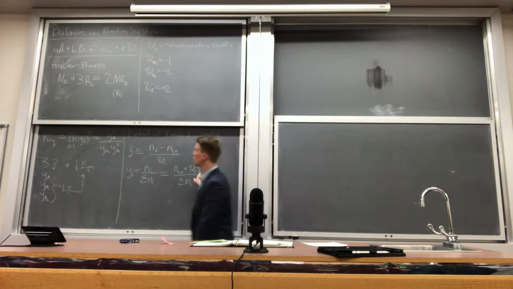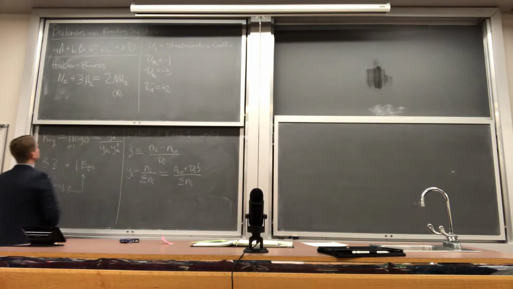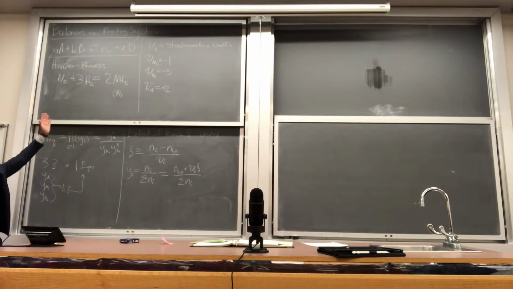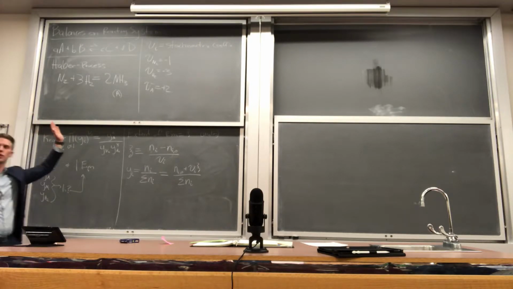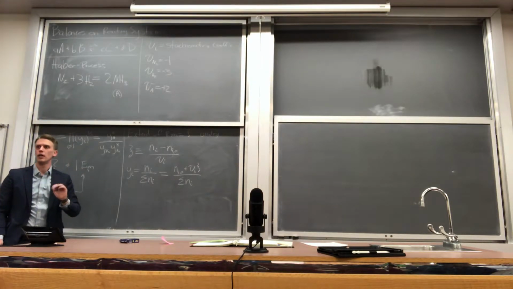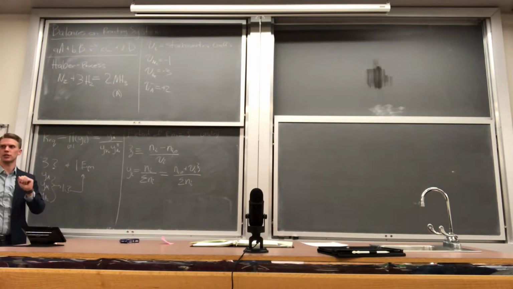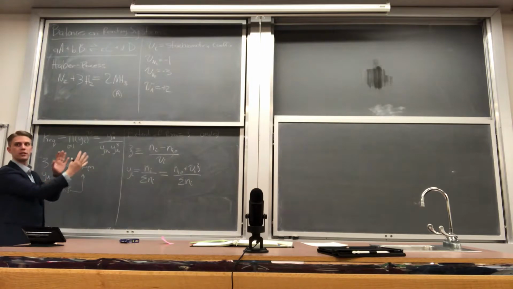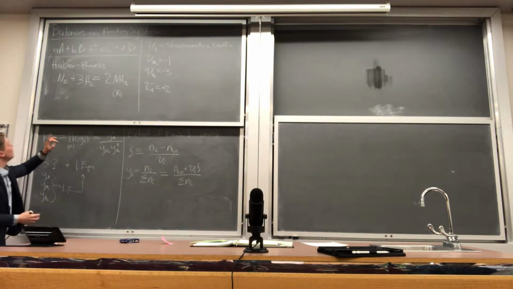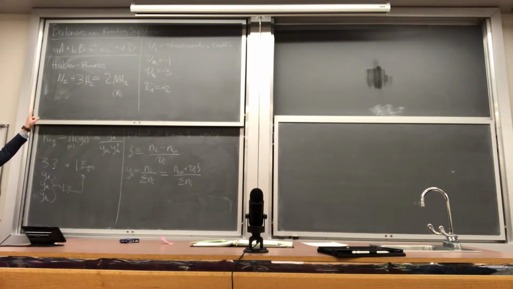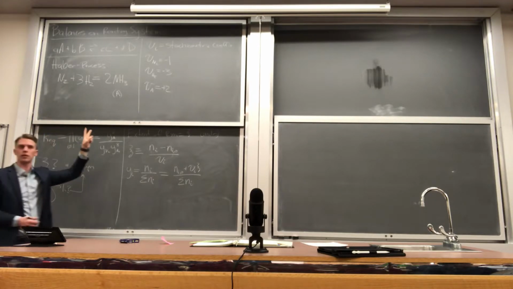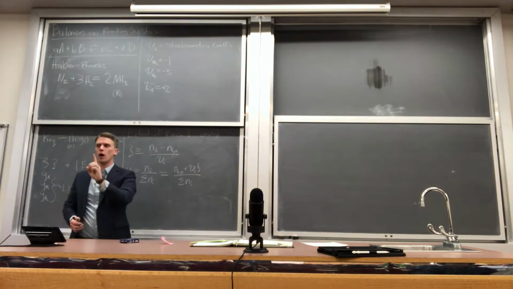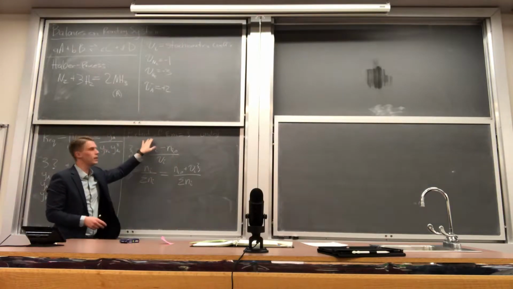So what the extent of reaction communicates to us is how much have we gone from the left-hand side of the reaction to the right-hand side of the reaction. So one extent of reaction means that 1 mole's quantity of material moves from one side to the other. So that would mean if 1 mole of nitrogen is reacting, 3 moles of hydrogen are reacting, and 2 moles of ammonia is formed. That constitutes 1 mole's worth of the extent of reaction.